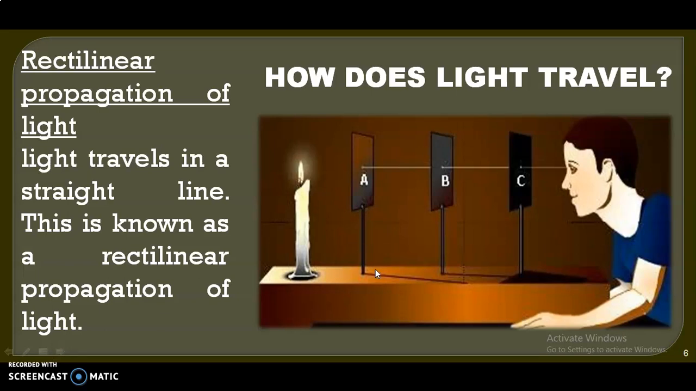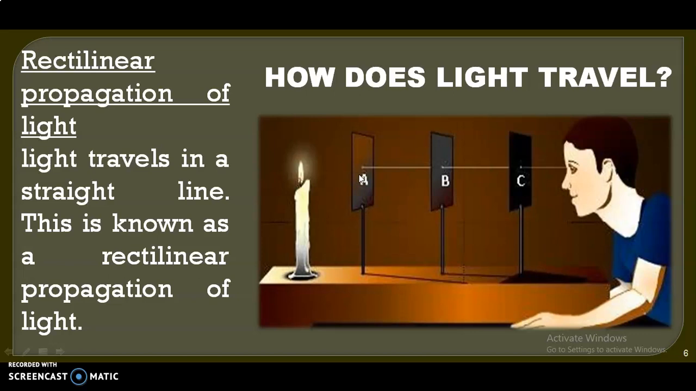If we look at the image here, we find that there is a burning candle. Then there are three boards with holes of almost equal diameter. A person is sitting on the other side of the board, and on one side the candle is burning. The boards are opaque, meaning they do not pass light completely, but the holes in them are passing light.